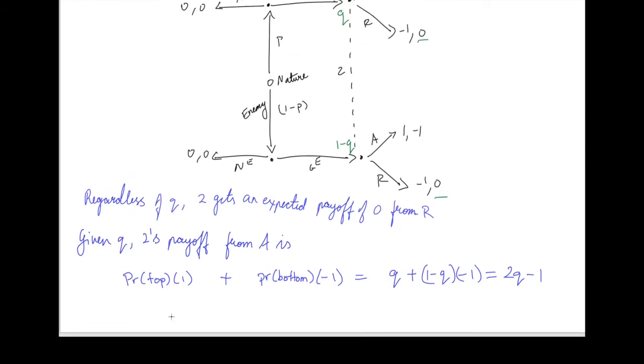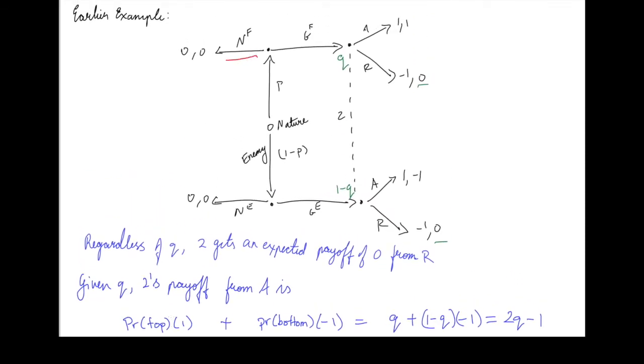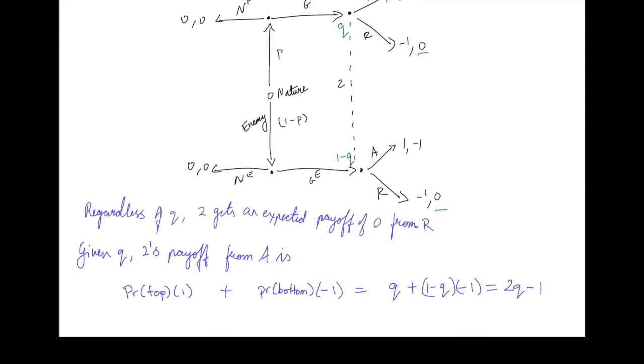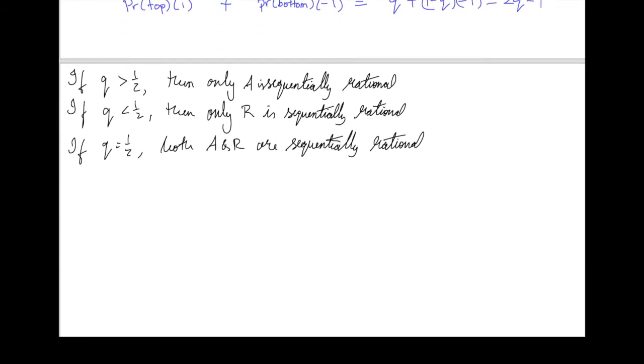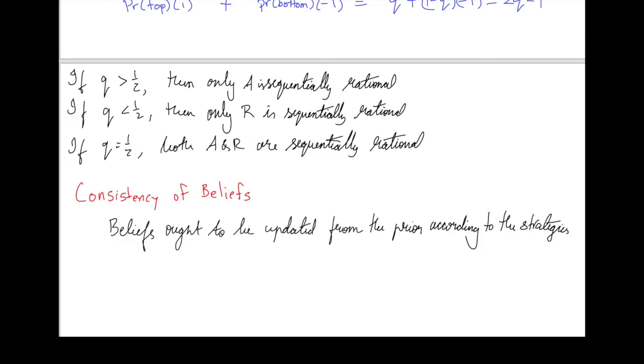If we go back to our picture here, if player 1 is playing this strategy, the only belief that makes any sense is that player 2, having arrived at this information set, believes that the probability of being at this node is 1. There can't be any positive probability that player 2 puts on that node, because that wouldn't be consistent with the strategy NFGE. In general, beliefs are updated according to Bayes' rule. We call this consistency of beliefs. Beliefs have to be consistent with the strategies. So beliefs ought to be updated from the prior according to the strategies that are being played. In particular, they have to be updated using Bayes' rule.